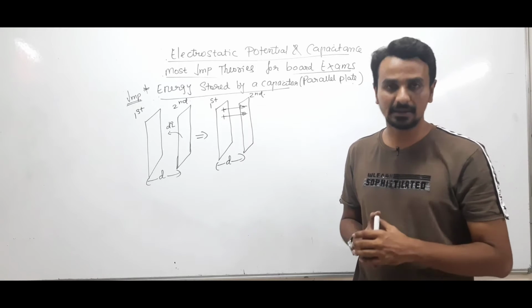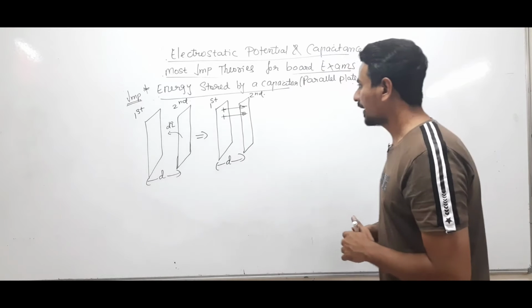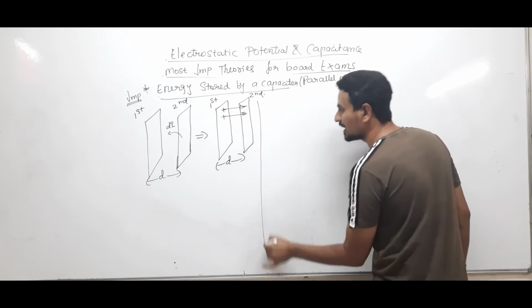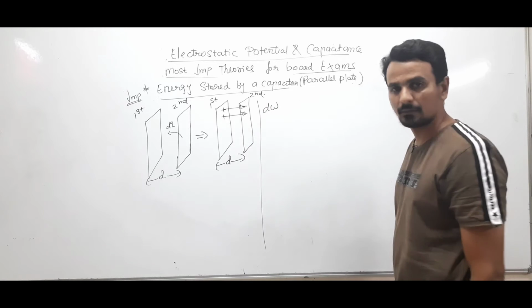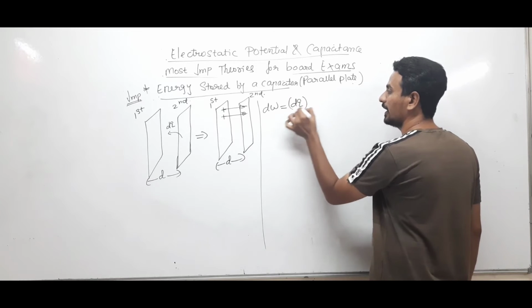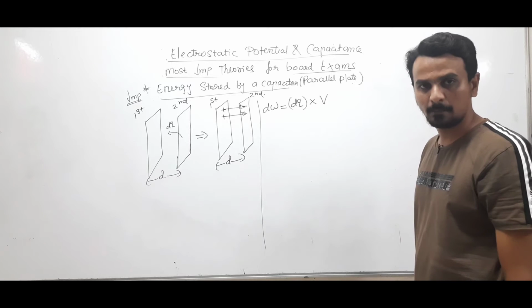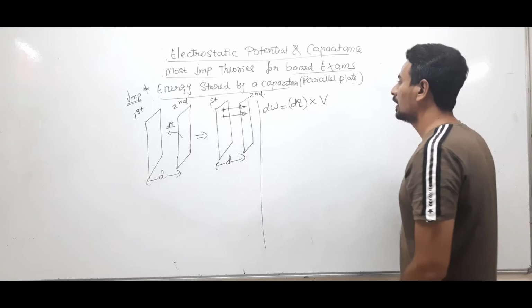We'll have to integrate this in order to calculate the work done. Clear? Okay. What is the work done in transferring a charge dq? Let us say dw. Clear? Work done is equal to dq into the potential difference between the plates, let it be V. Clear? Charge into voltage.